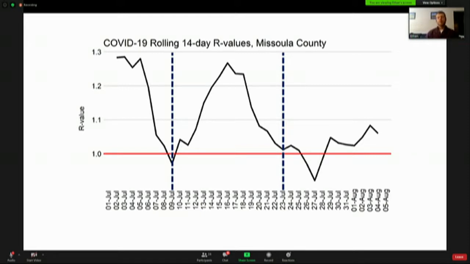So while the best scientific evidence says that community-wide mask use does work, masks are one of the most important tools that we can use in keeping COVID under control in our county.